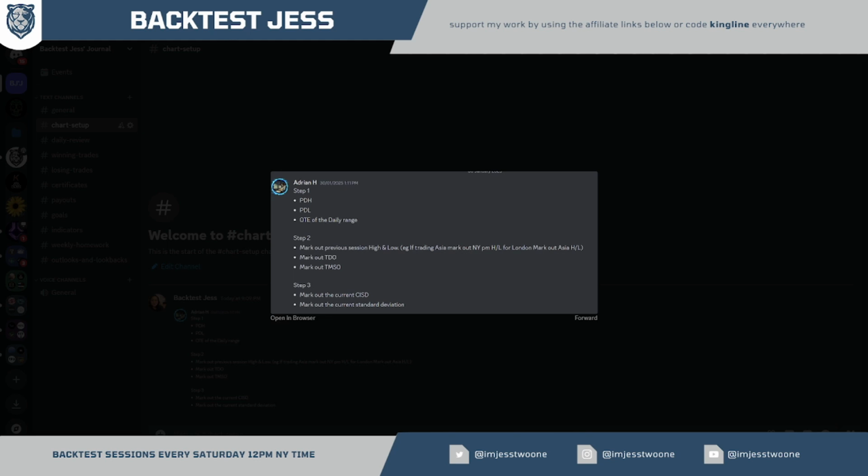In that list I posted, I didn't put the fixed range volume profile, so you can add that in there as well. So the FRVP of the range, that's where we get that point of control and where the max volume's coming in. Step 2, we mark out the previous session high and lows. Example, if we're doing Asia, we're using the New York PM high and low. If we're doing London, we're using Asia high and low, and so on. We mark out our true day open, mark out true market session open, and then we want the current change in state of delivery and deviation that we're currently working with. So at the moment, we're using that Q1 manipulation from New York PM.